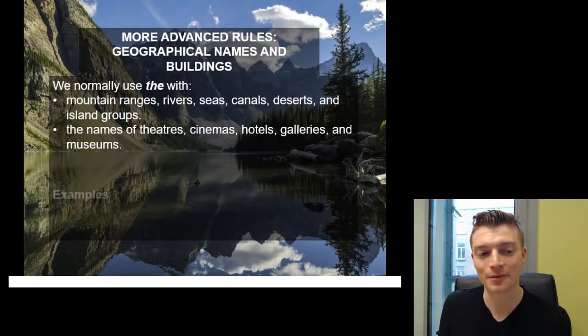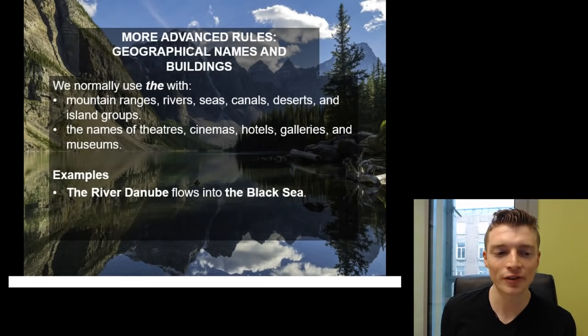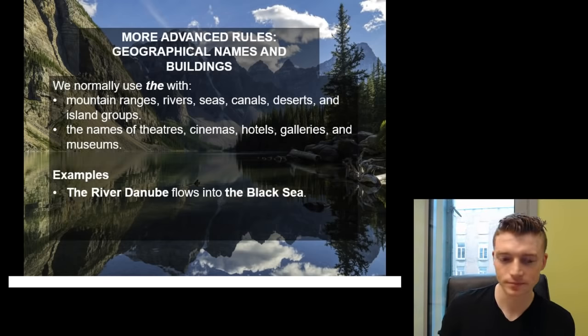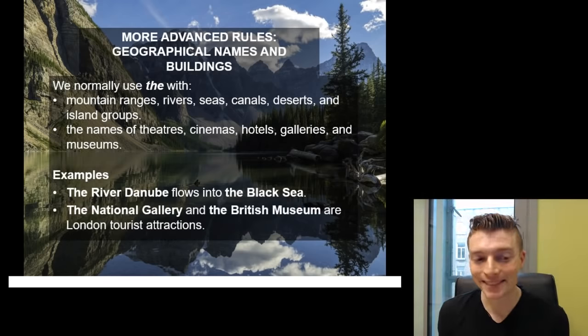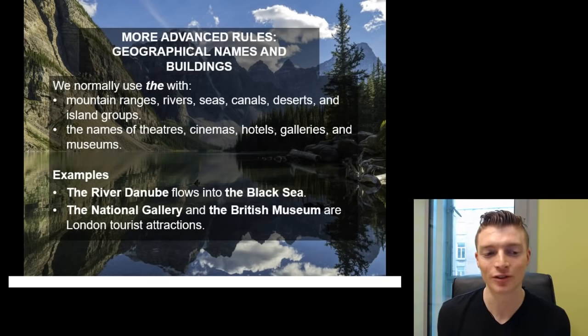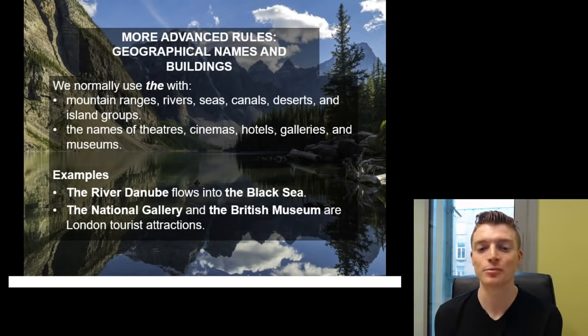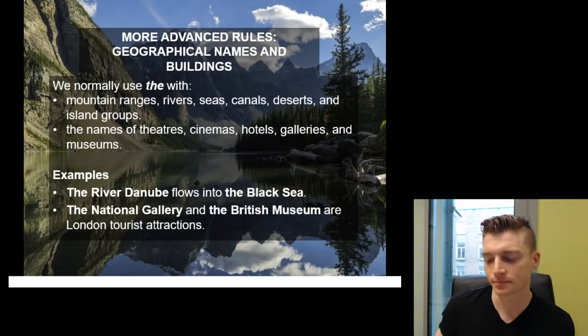So some examples here. The River Danube flows into the Black Sea. So here we've got a river and a sea, therefore we must use the. The National Gallery and the British Museum are London tourist attractions. So we've got the name of a gallery and a museum. So once again, we must use the here.